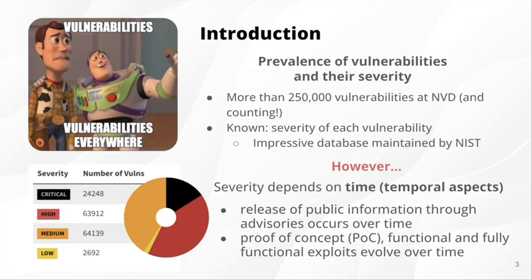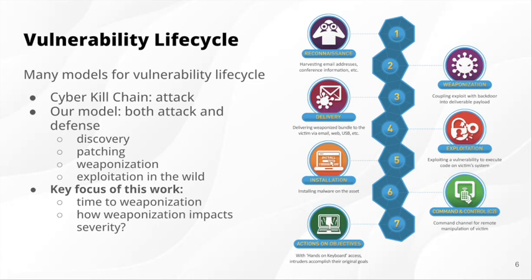And this is because over time we have the release of public information about vulnerabilities. We have new proofs of concept, new functional and fully functional exploits. And the question here is how to track the evolution of severity given the publication of this artifact.